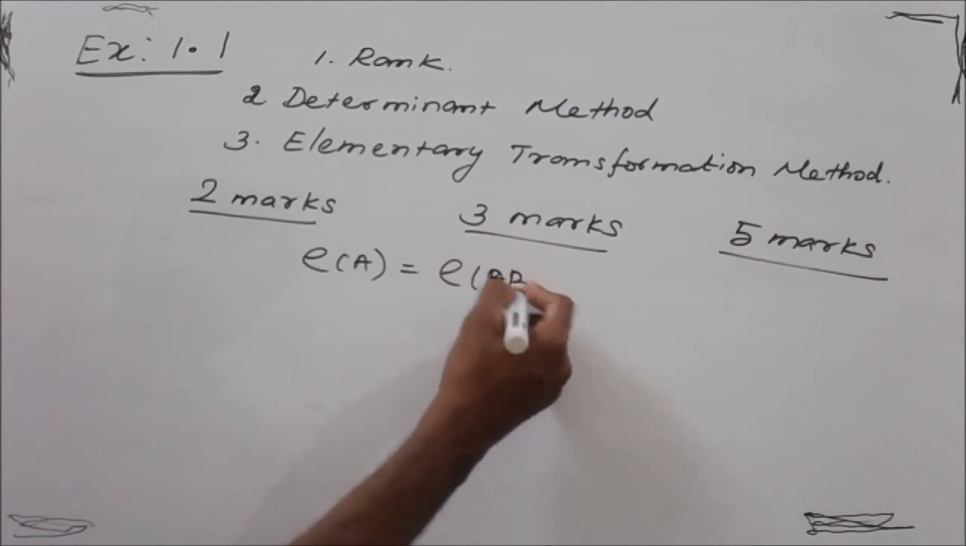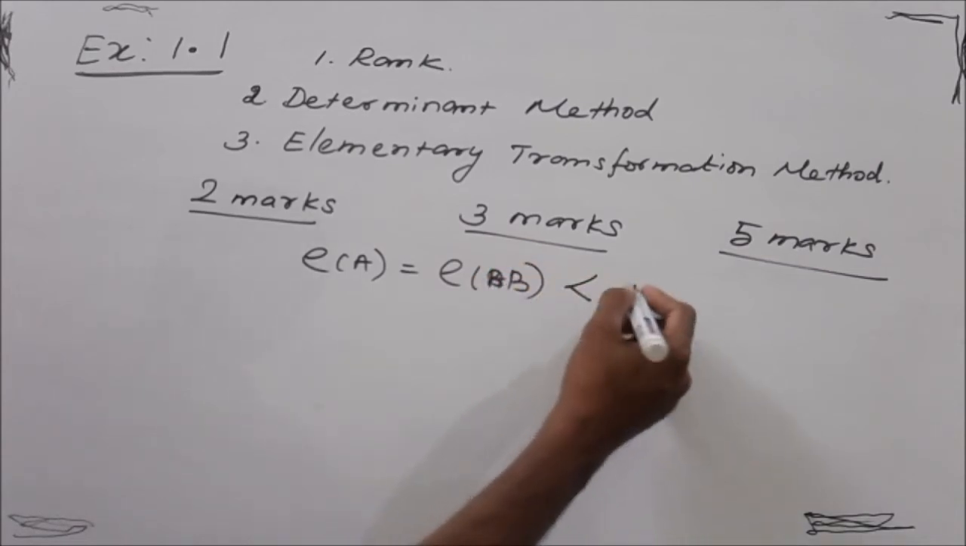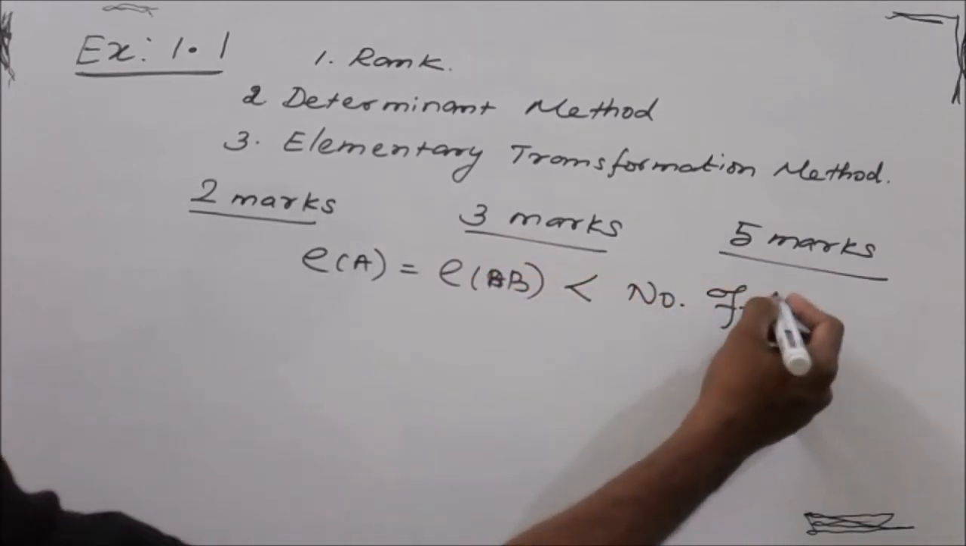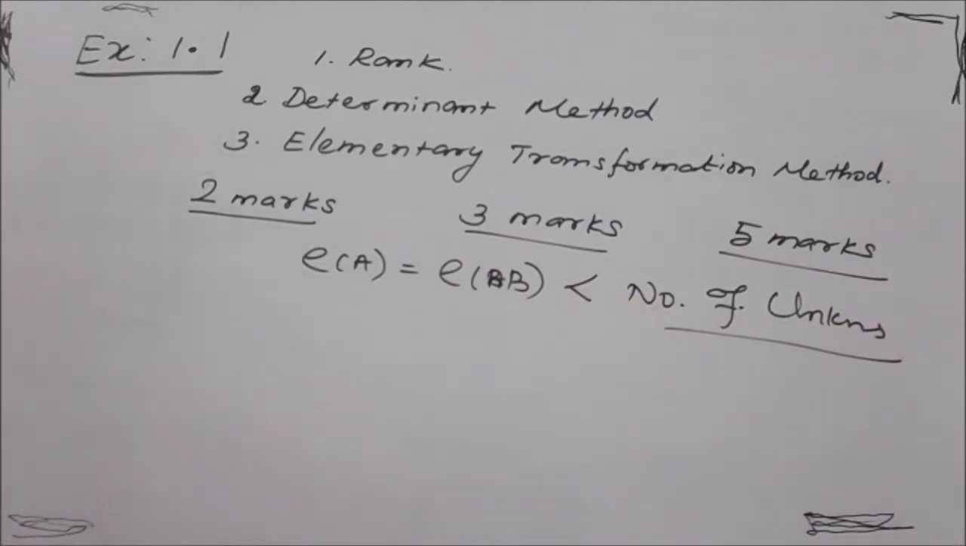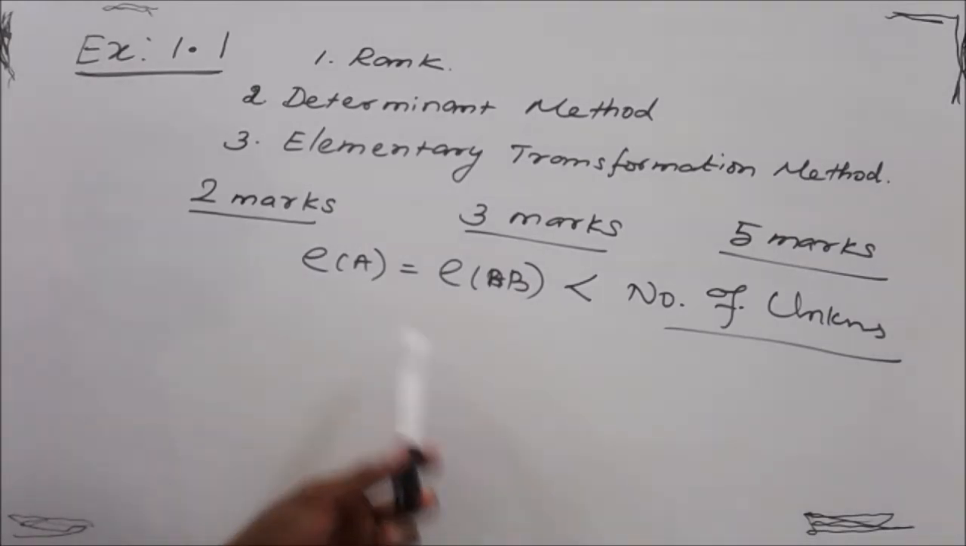Rank of A and rank of AB are equal, but less than the number of unknowns. In these types of cases, we will have only infinitely many solutions.